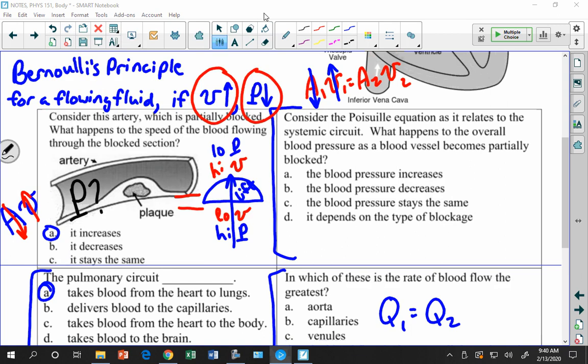And I know that doesn't make sense because you think, oh, if I get buildup in my arteries, that causes my blood pressure to go up, right? But that's not what I'm asking. I'm asking about the localized blood pressure. And right here at this point, because I have a faster flow of blood, I'm going to have a lower pressure. Because I have a high velocity of fluid, I have a low pressure.